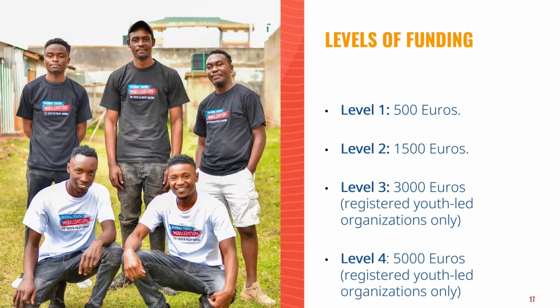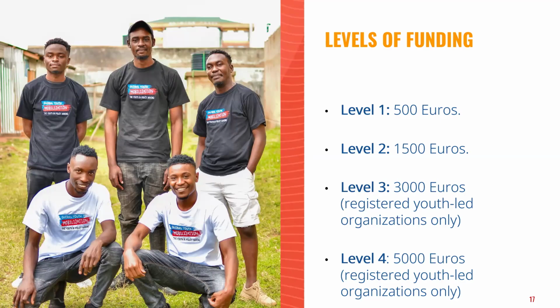And level 4 funding, all right, is funding of 5,000 euros. And once again, this is only for registered youth-led organizations. And level 4 funding is ideal for medium-scale projects with measurable community impact. So what does this mean? This means choose the level that fits your entity type and the project scopes and needs. Your project should be designed to fully utilize the awarded funds according to the funding level that you apply for. Remember, we want to see you effectively manage and utilize the funds that you're requesting.